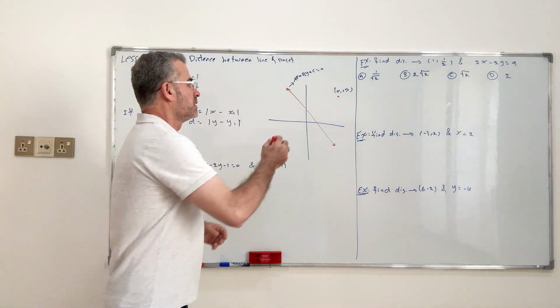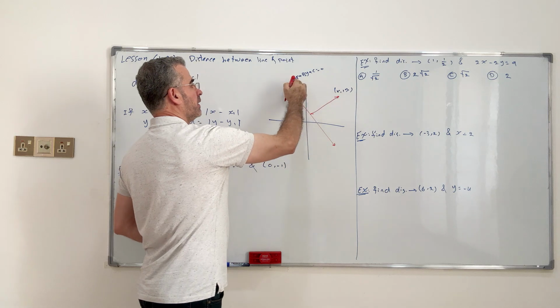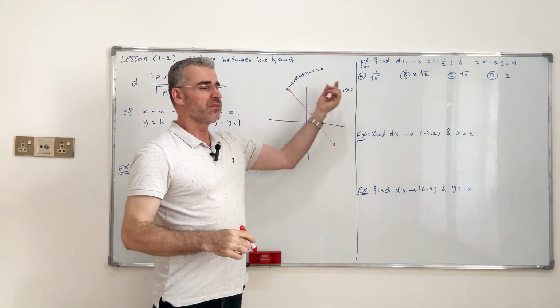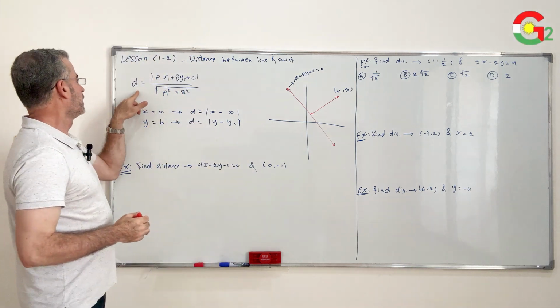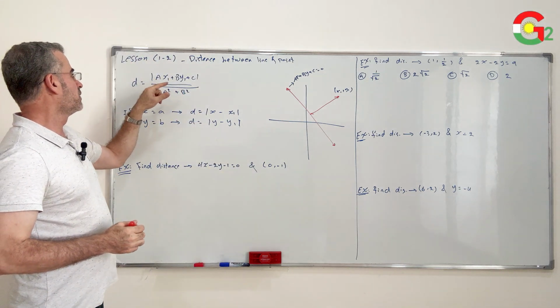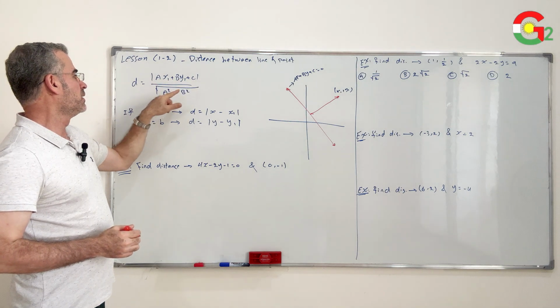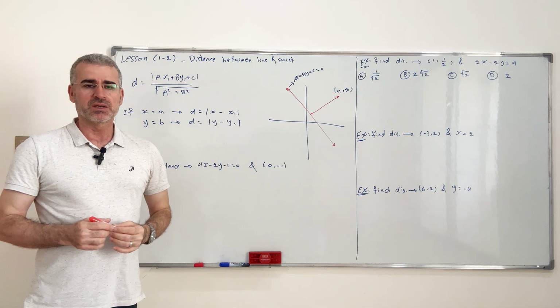The distance between the given line ax plus by plus c and the given point x1, y1 is given by distance equal to absolute value ax1 plus by1 plus c over square root a square plus b square.